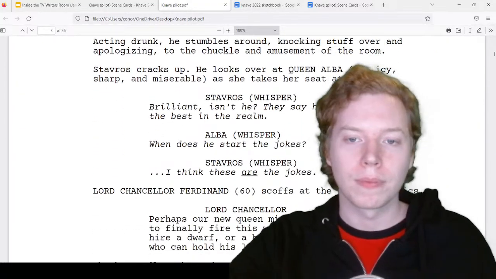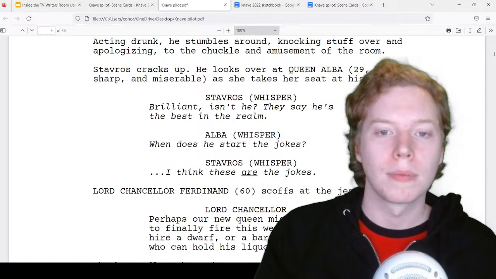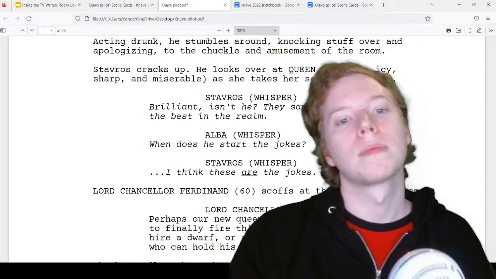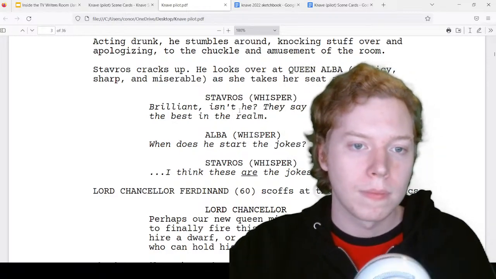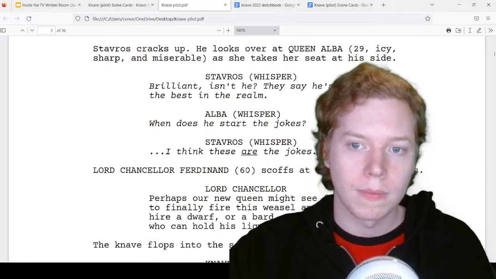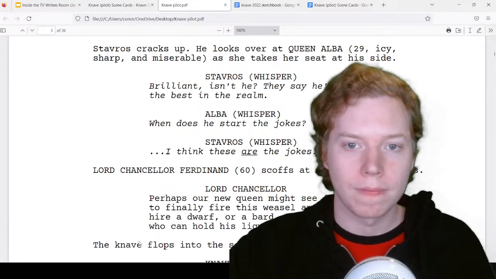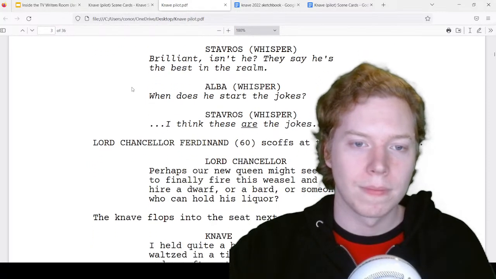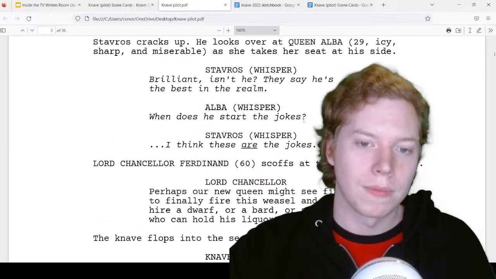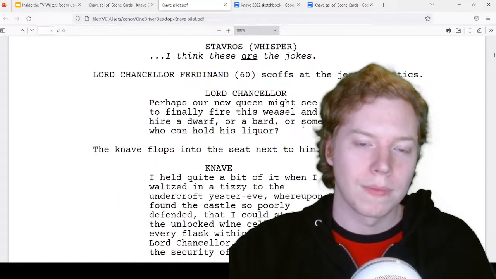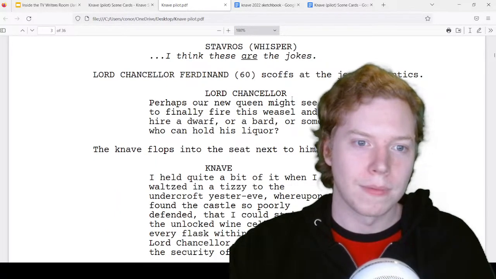Acting drunk, he stumbles around, knocking stuff over and apologizing, to the chuckle and amusement of the room. Stavros cracks up. He looks over at Queen Alba, 29, icy sharp and miserable, as she takes her seat at his side. You'll love him. They say he's the best in the realm. When does he start the jokes? I think these are the jokes.